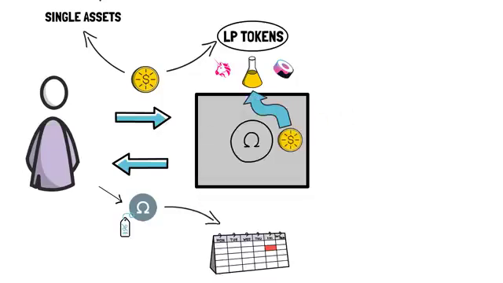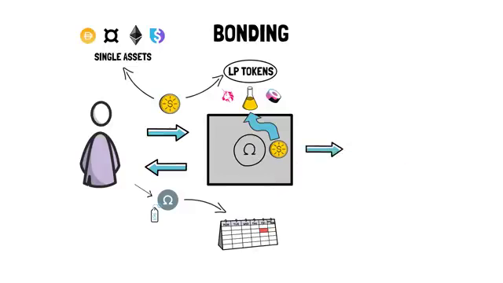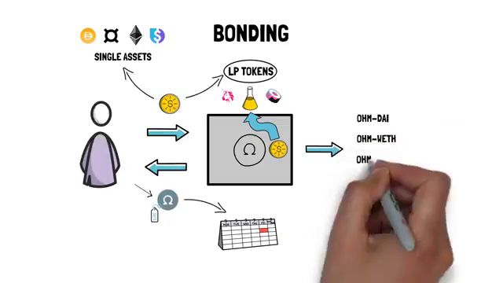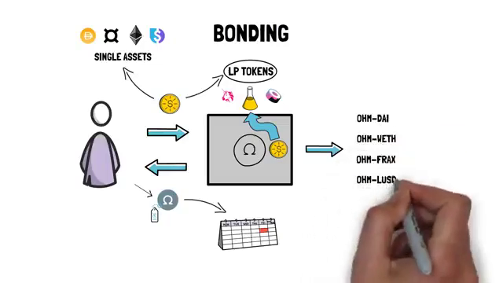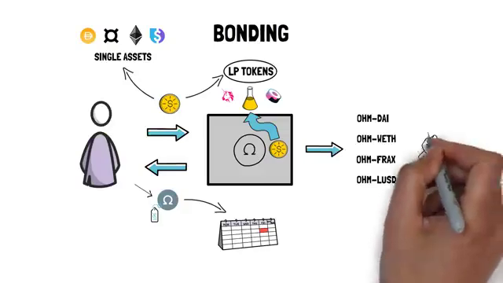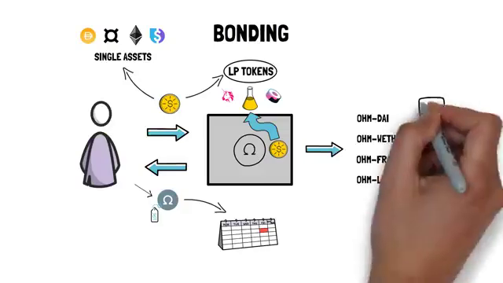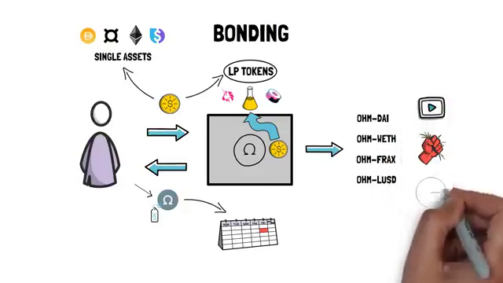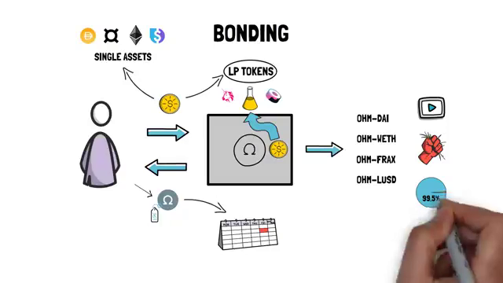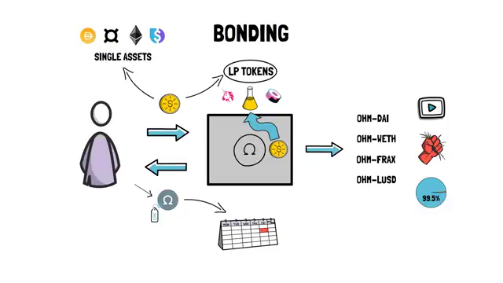In the case of Olympus, the protocol owns LP tokens of the most common OHM pairs, such as OHM DAI, OHM ETH, OHM FRAX, or OHM LUSD, which in turn means that the protocol owns its own liquidity. At the time of making this video, Olympus owned over 99.5% of its own liquidity across all markets and exchanges.